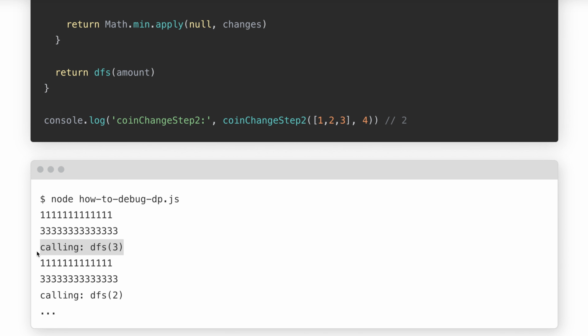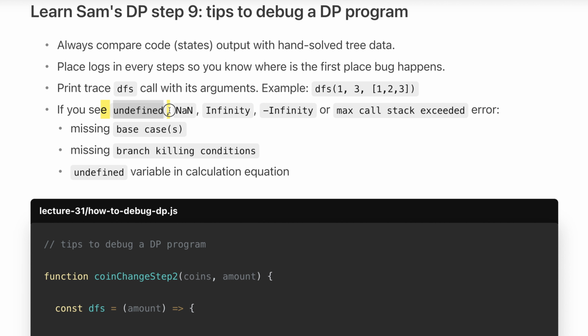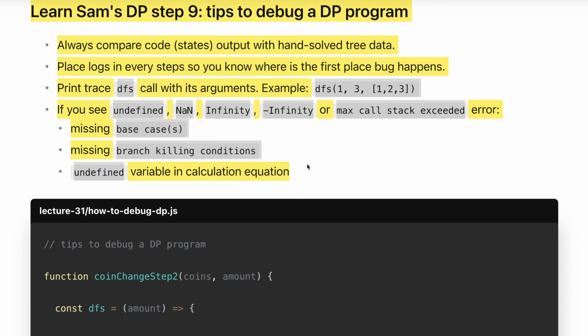so you can use it to compare it with your state tree. The last tip is, if you see undefined, not a number, infinity, minus infinity, or maximum call stack exceeded errors, it's most likely that you're missing base cases, or missing the branch killing conditions, or you have some undefined variable in the calculation equation. Spend some time with the steps to solve DP and use these tips. You're gonna be a pro in solving DP problems in no time.